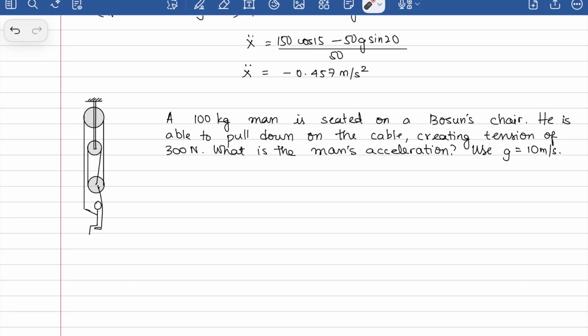Okay, so try this yourself. And it looks like you have to apply the constraint motion, but that's not really true. You just need to see what is the net force that the chair and the human is going to be experiencing, and then apply Newton's second law to obtain the acceleration.